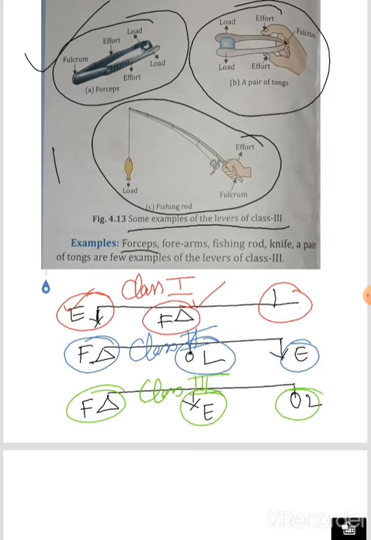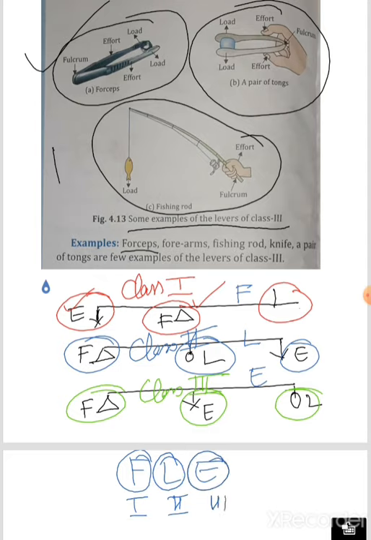Okay, so just remember the 3 letters here: F, L, E. If the fulcrum is in the middle, class 1; if the load is in the middle, class 2; if the effort is in the middle, class 3. And you must remember the examples also. I hope now you understood the simplest form of machine, the first simple machine that we have learned today, and that is levers.